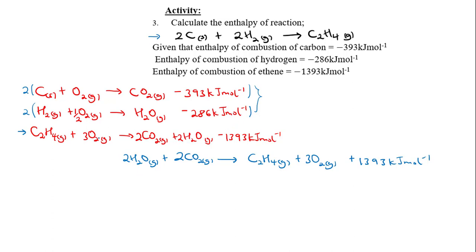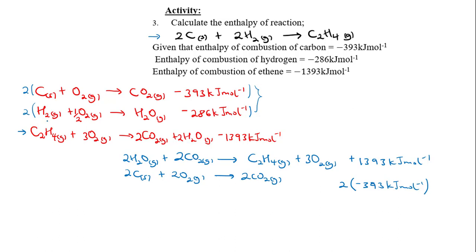So starting with equation 1, that means we shall have 2 carbon atoms reacting with 2 molecules of oxygen. I'm multiplying all throughout by 2 to form 2 molecules of carbon dioxide gas. But now our heat is also going to change, and it will be twice negative 393 because we are forming 2 molecules of carbon dioxide, kilojoules per mole.